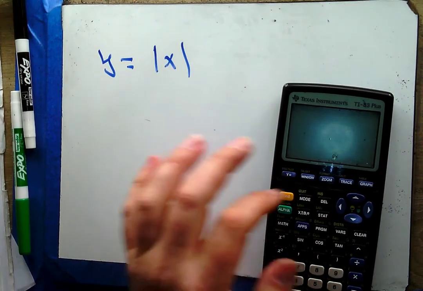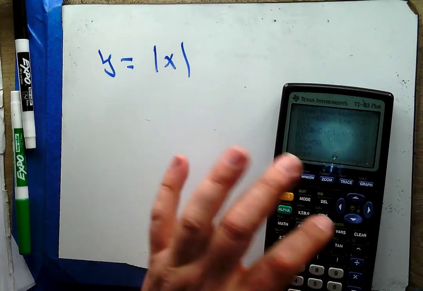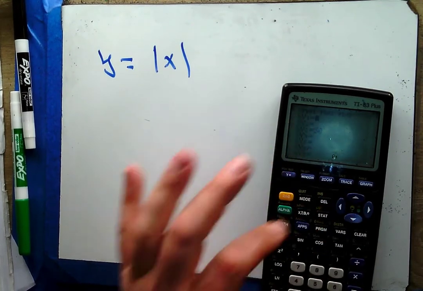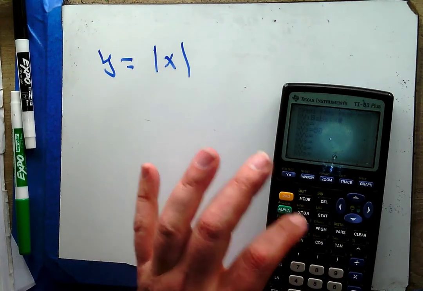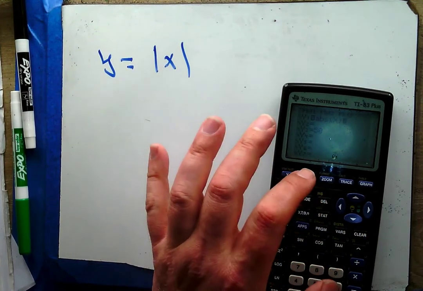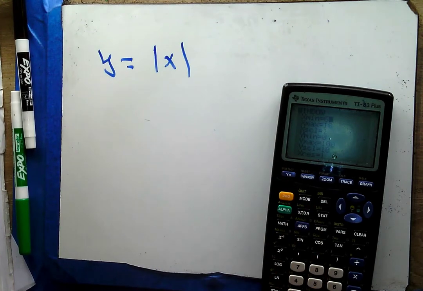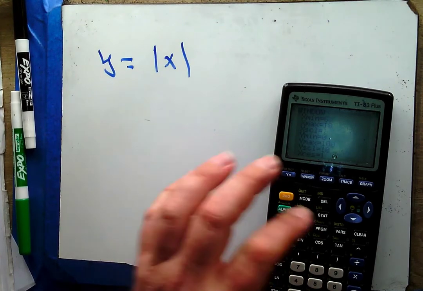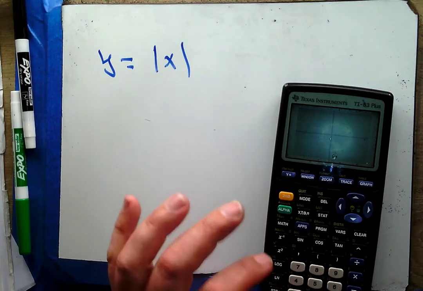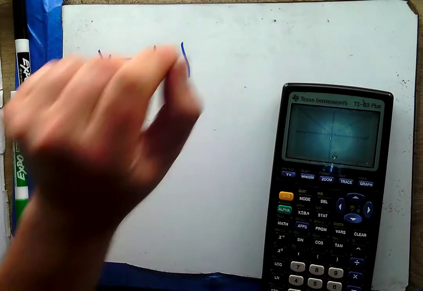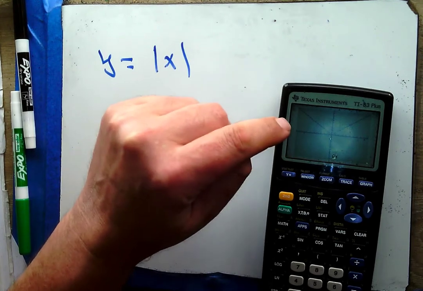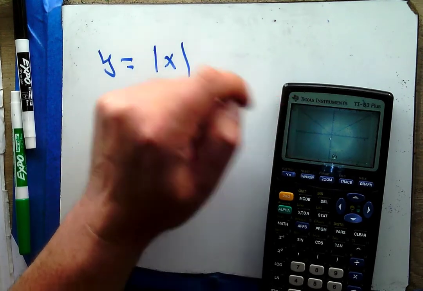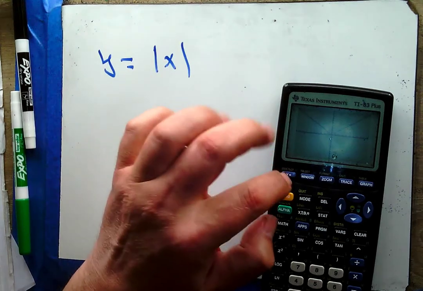Okay, so I'm going to put in absolute value of x. That's math, number, absolute value, x. Okay? And zoom 6. I thought I did zoom 6. There we go. Okay, so now let's ask the calculator what the derivative is at x equals 0.